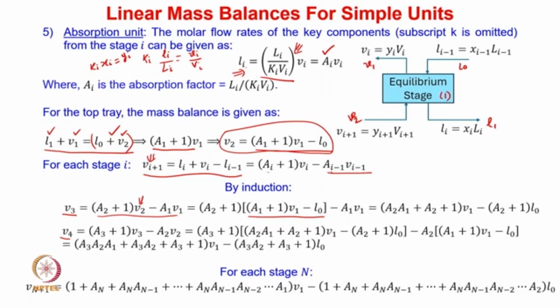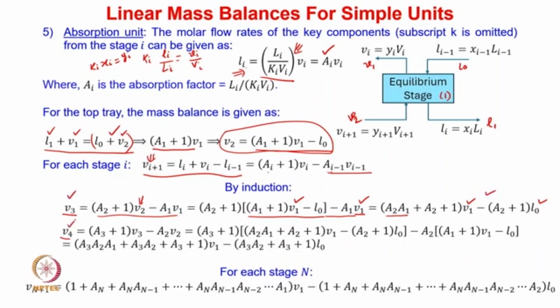Remember, in this case if we look at this expression, V1 we can represent as, this entire term we can rearrange. V1 is there, and all these terms have V1 common, and here also another V1 term is there. So we can collect these common terms and rearrange this entire equation in terms of V1 and L naught, and finally what we get is A2 A1 plus A2 plus 1 into V1 minus A2 plus 1 L naught, isn't it? This is what we have obtained for V3.